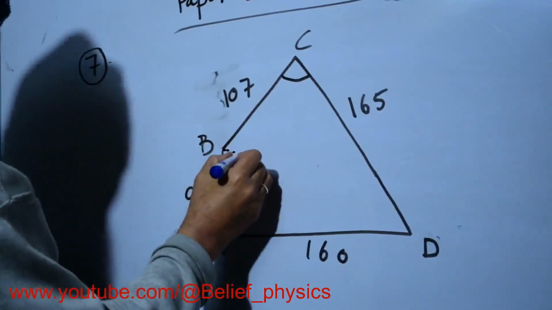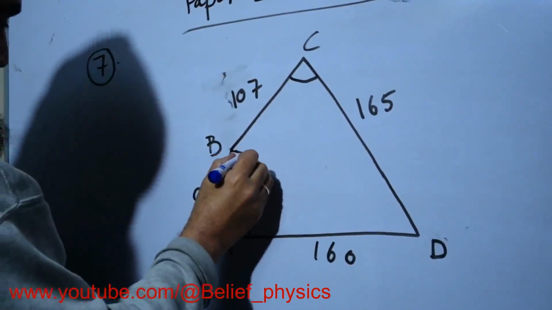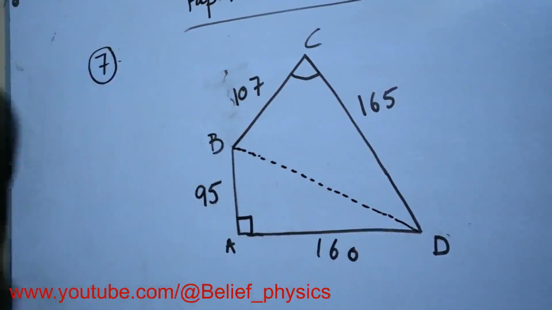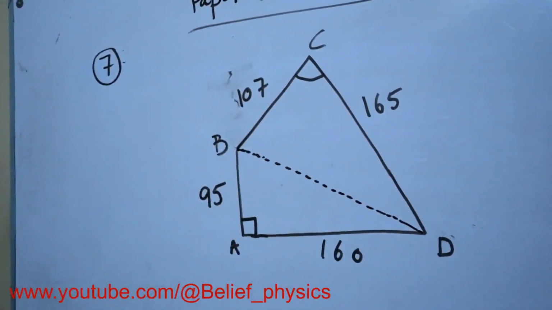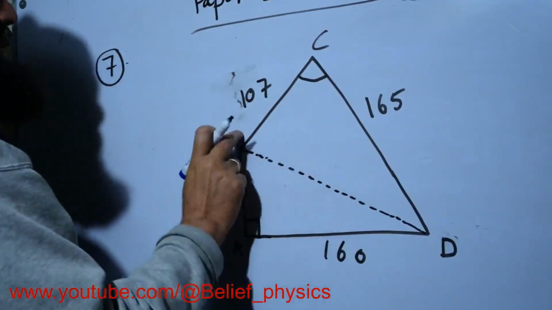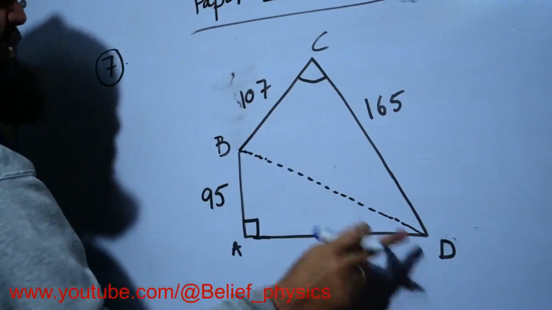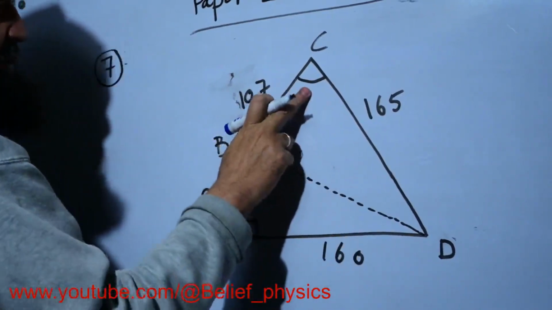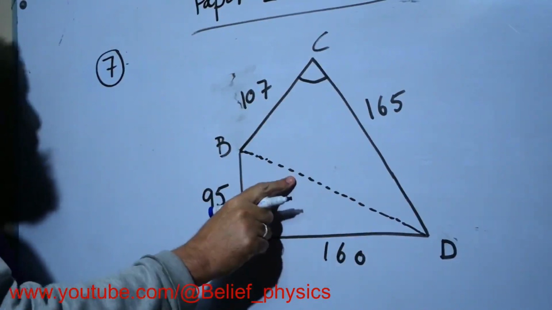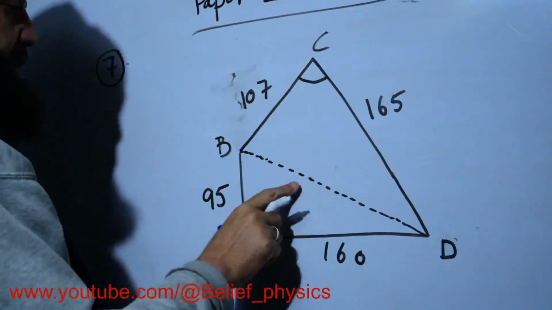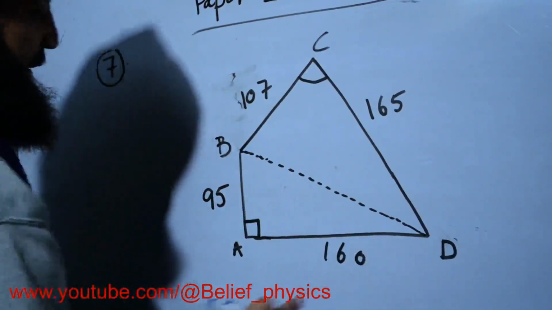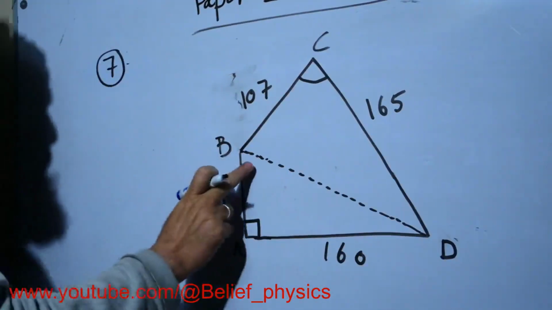If I join these two corners, then ABD is a right angle triangle. Because in triangle BCD we can calculate angle C by the cosine rule if we know this length. But in order to find this length, we can use this right angle triangle ABD, and this is the hypotenuse.